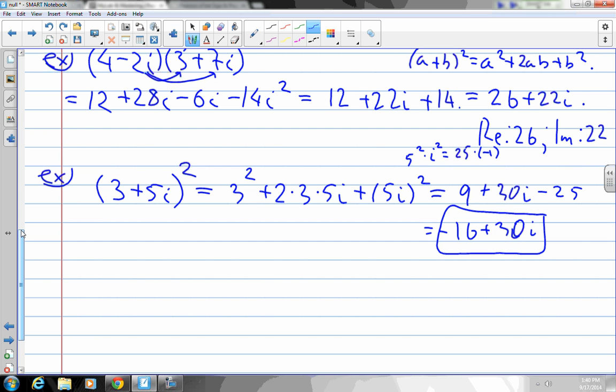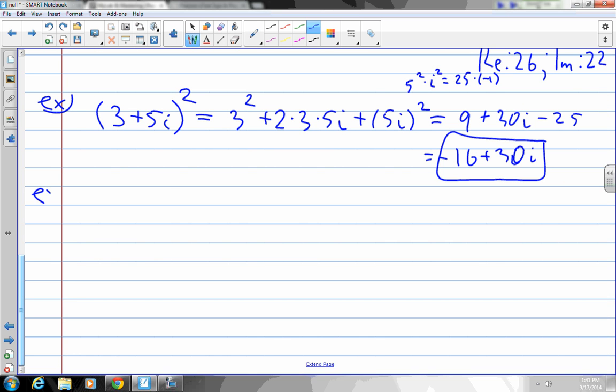Notice what just happened. We took a complex number and we squared that complex number, and we got another complex number. You with me on that? See that? So just by squaring a complex number, we still got another complex number. Just a very simple observation. You with me on that? Okay. So now let's try to make another simple observation.